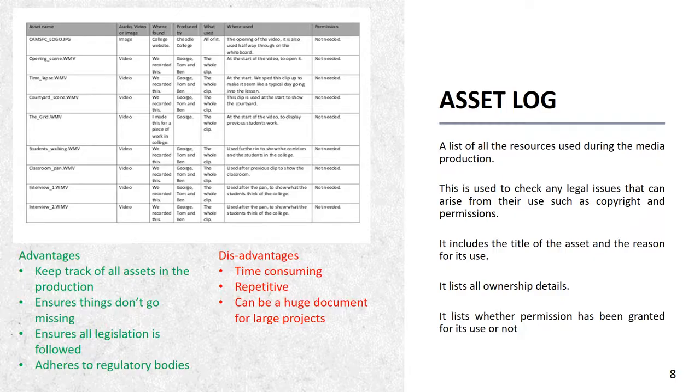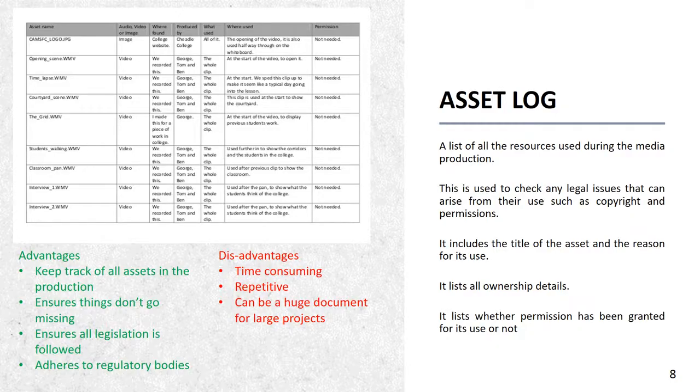The main purpose is so that you can check any legal issues that can arise from their use. So, for example, any copyright breaches. If you're going to use something that you don't have permission for, this will highlight that information so you don't breach the legislation. It basically includes the title of all the assets, why you're using it, where it's going to be used, where you got it from, all ownership details, and whether or not you've got permission to use the asset.